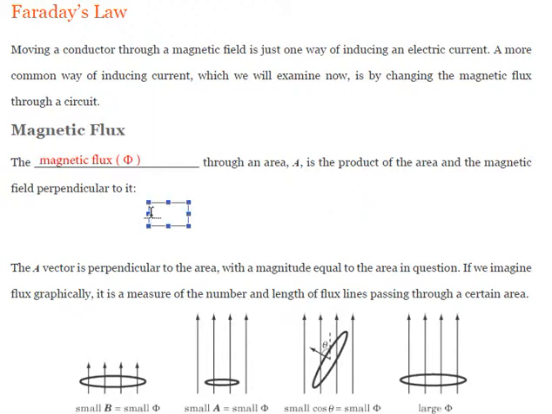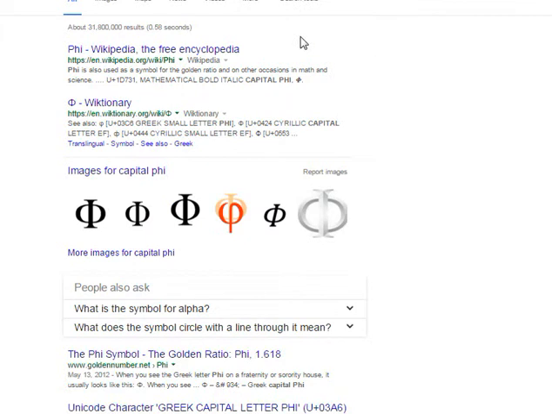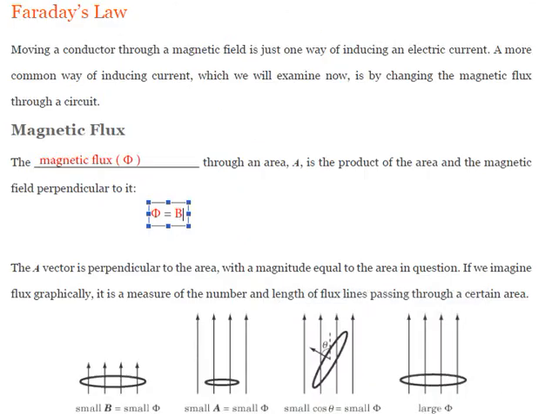So if we try to write that in equation form, then phi is equal to B. Well, I need to get a symbol real quick here. Oh no, you're going to find out my secret. I get my Greek letters from Google. Alright, so it's B dot A.